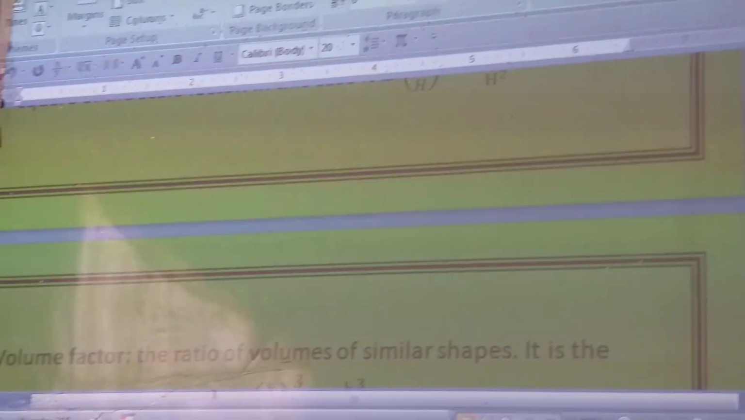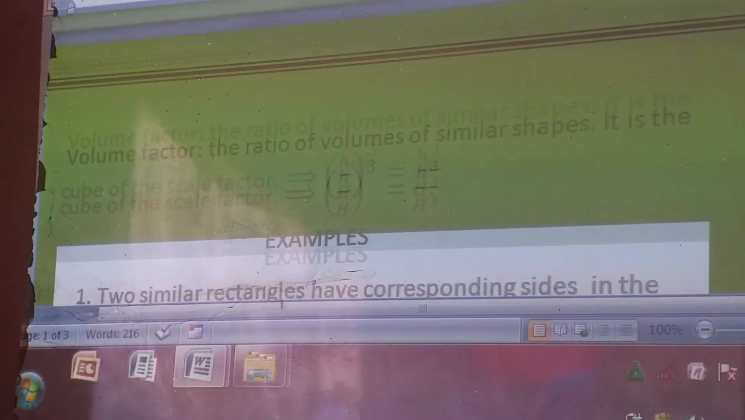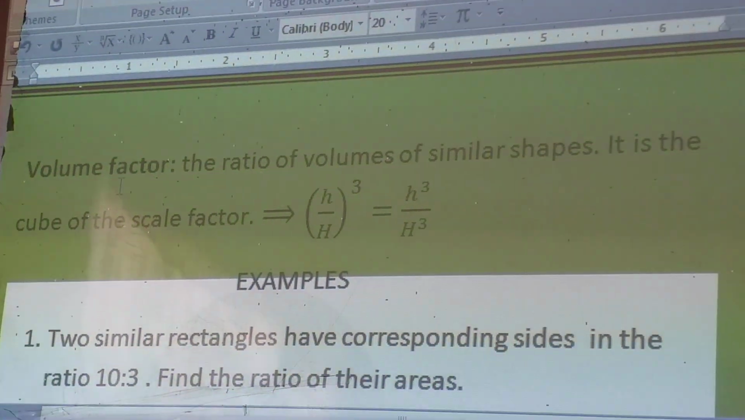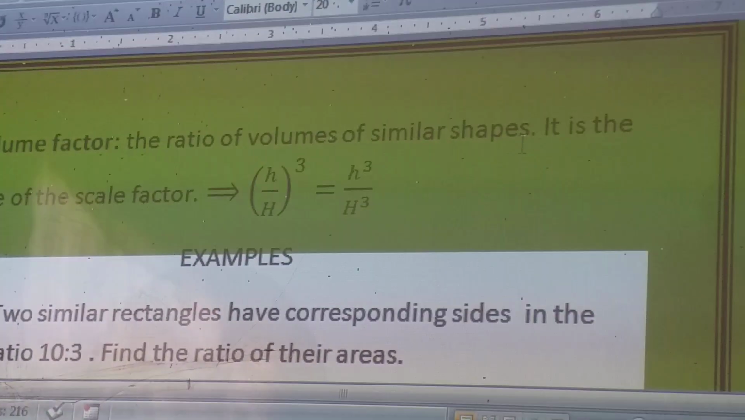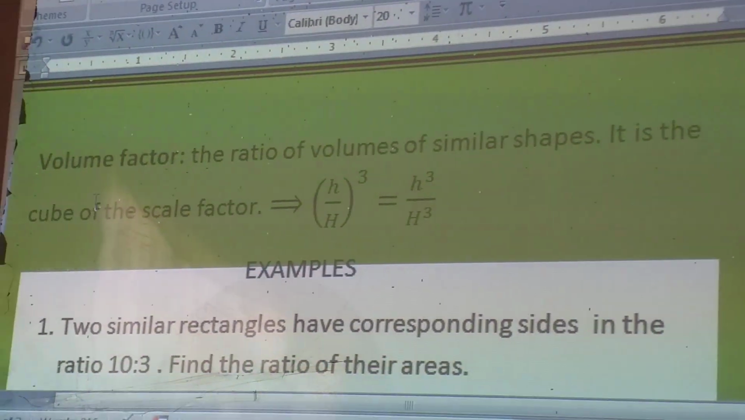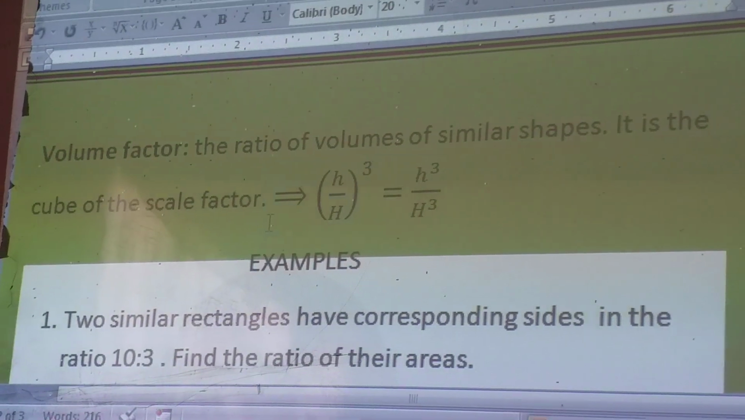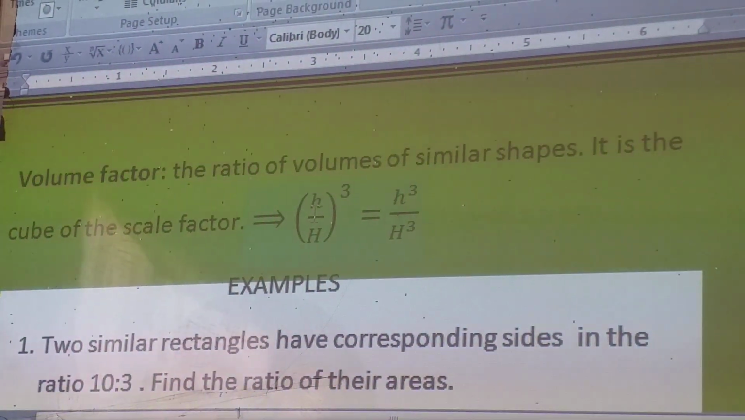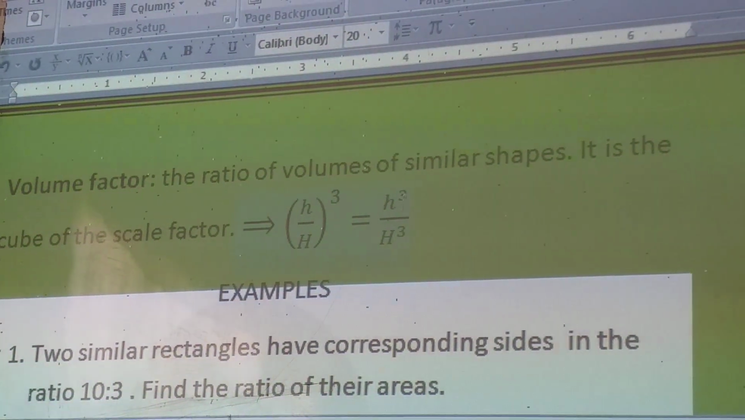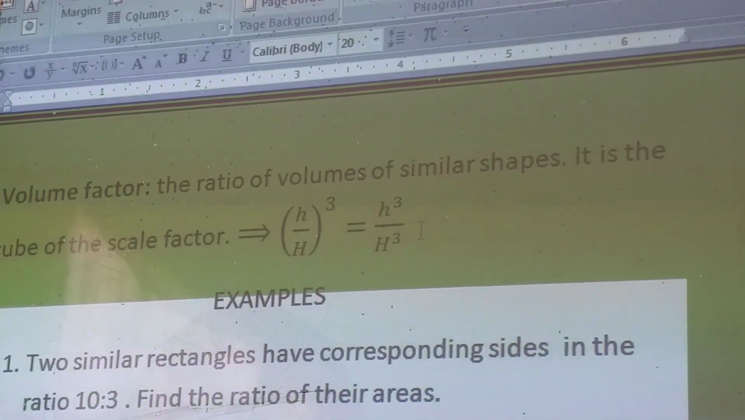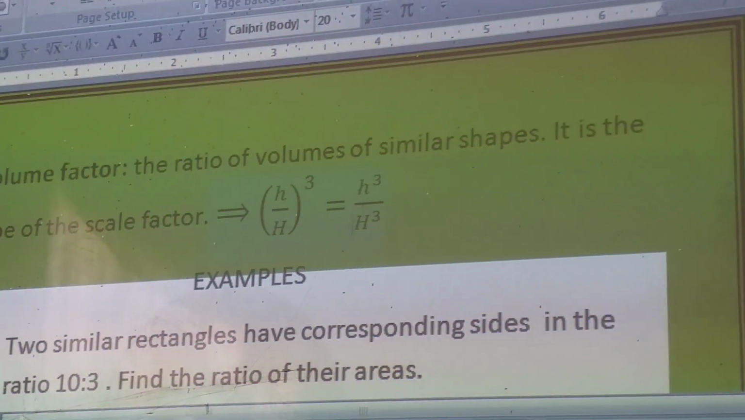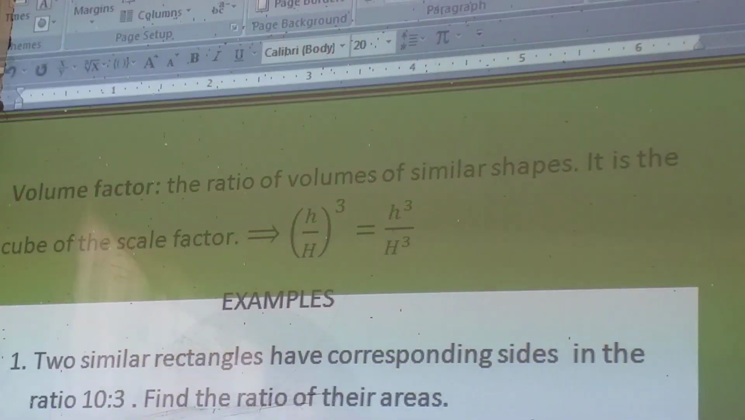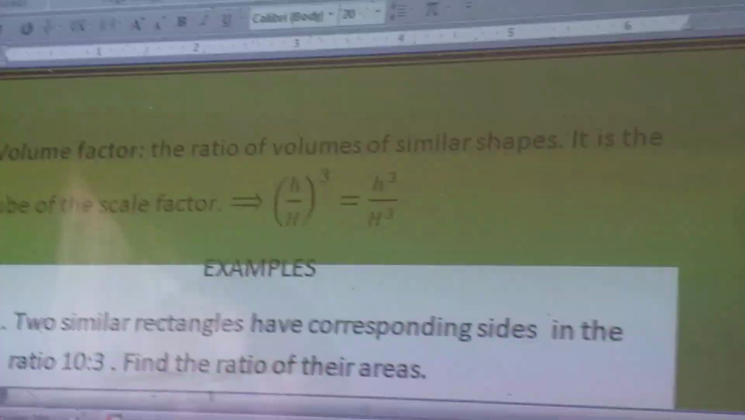Right, volume factor. Volume factor is the ratio of volumes of similar shapes. Right, it is the cube of the scale factor, which means if we cube the scale factor, we get the volume factor. In this case, our volume factor is h cubed over capital H cubed. Right, let's have the examples.